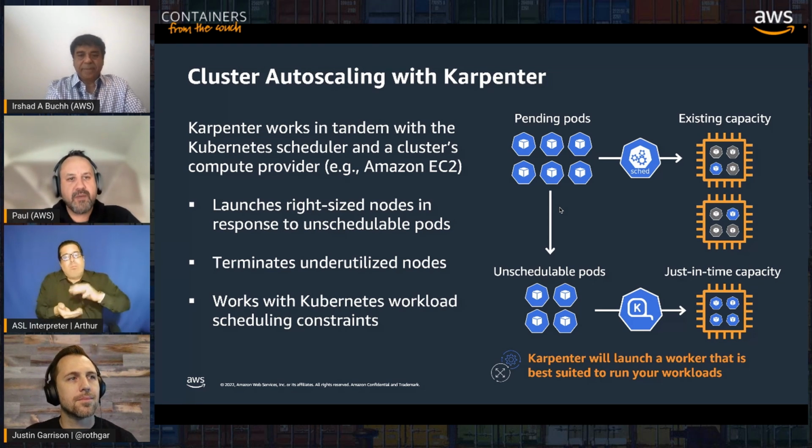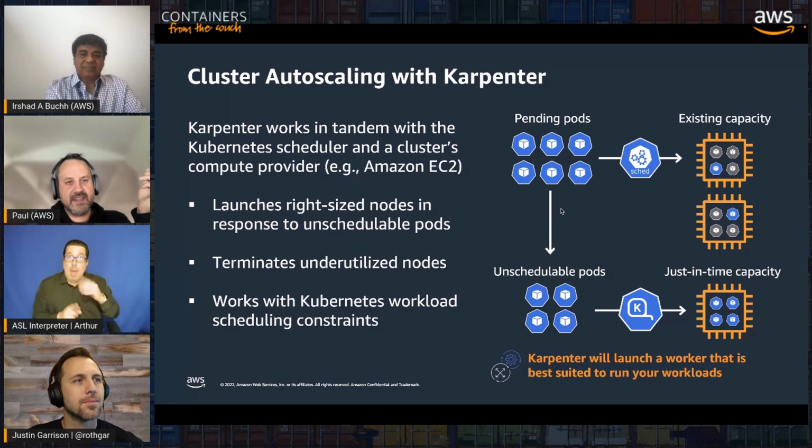With Karpenter, Karpenter is going to reach out to the EC2 Fleet API directly and say, hey, I want this specific instance type or these specific instance types, and reach out and provision it and add it to the cluster.